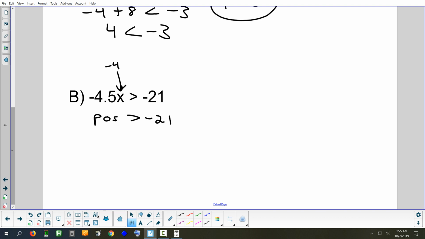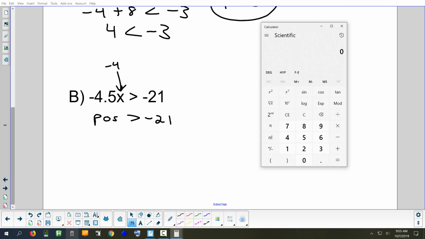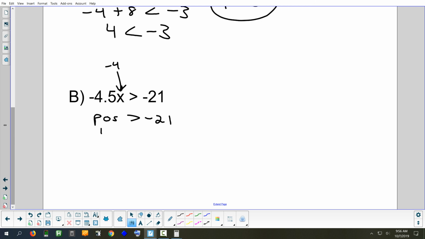I can do it out and check. But a negative times a negative is always a positive. And positive numbers are always bigger than negative. So if I was doing this problem, I would just do that in my head and say, oh, it's positive, and I would write, yes, -4 is a solution. But if you really want to know what it is, it's positive 18.